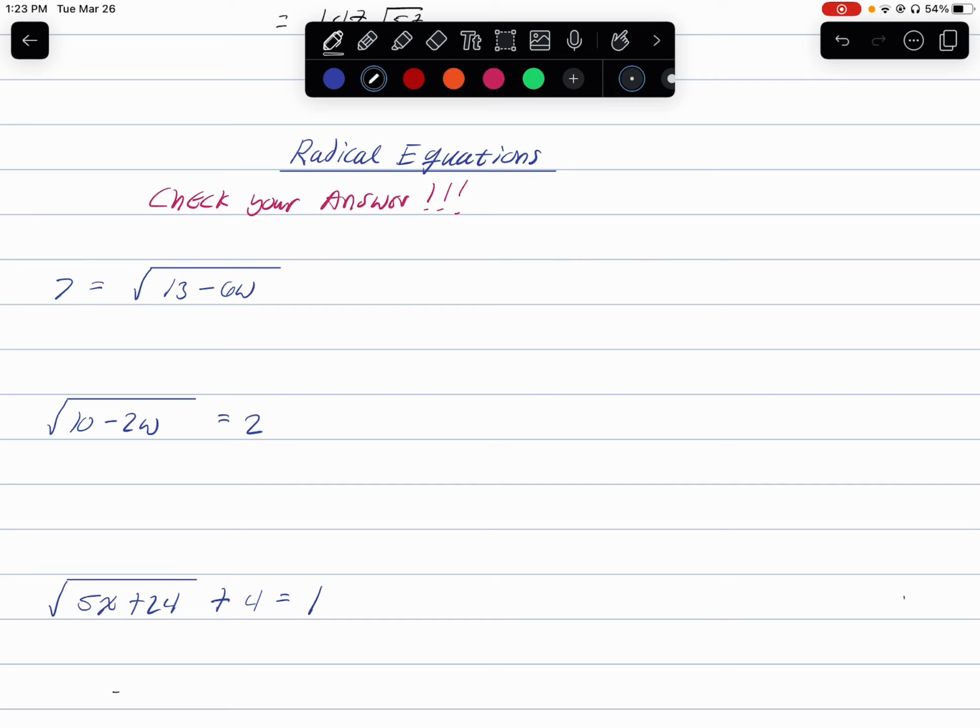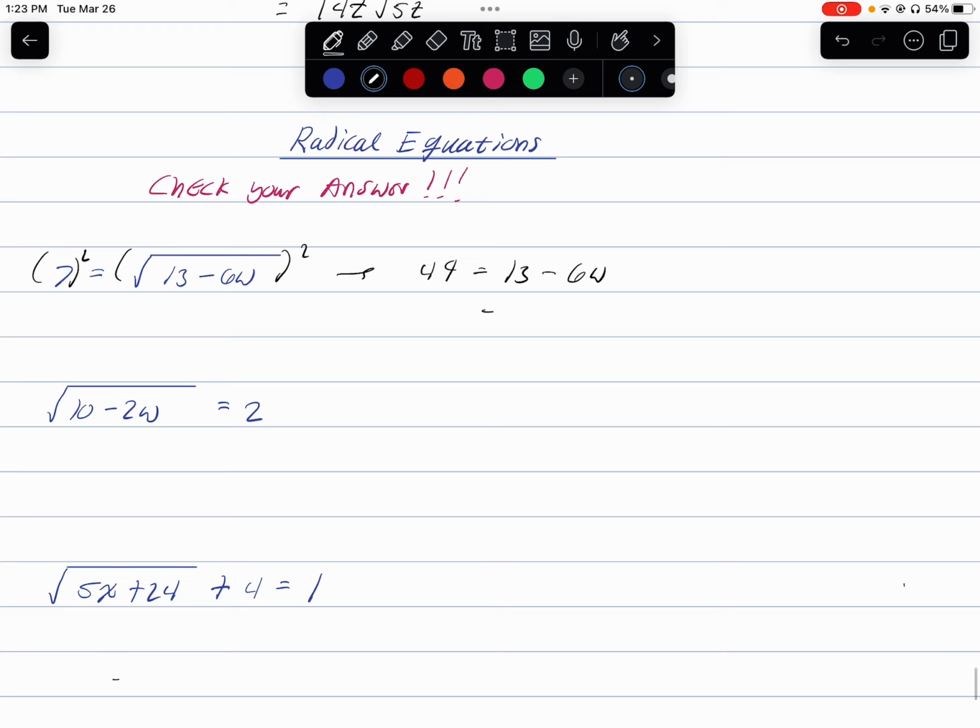So let's look at this first example. Here we have 7 is equal to the square root of 13 minus 6w. So to start with, let's go ahead and square both sides. So if we do that, we're going to get 49 is equal to 13 minus 6w. And again, this is because if you square a square root, the square root is just undone.